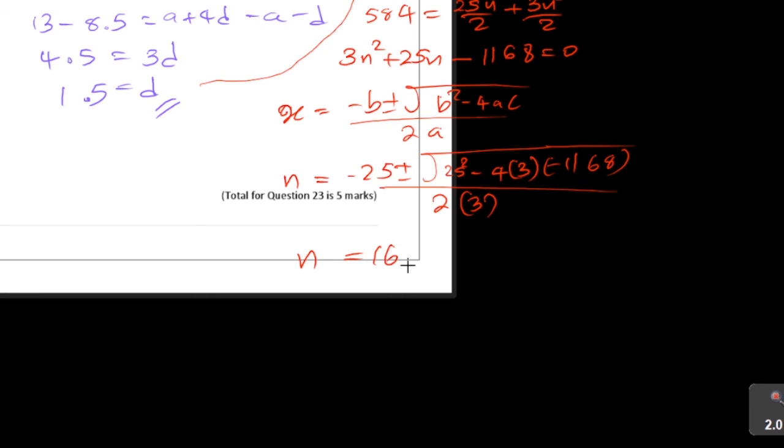n equals 16 or minus 73 over 3. Anyway, you can't have negative answers. So n should be greater than 0. So n equals how much? 16. That's it. n equals 16.